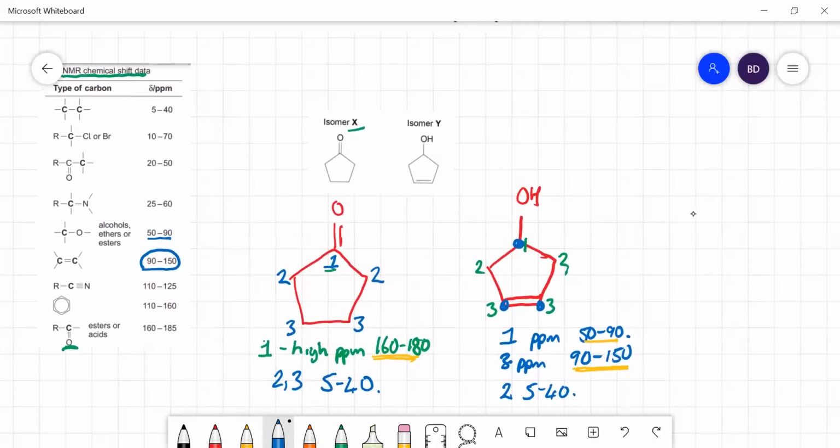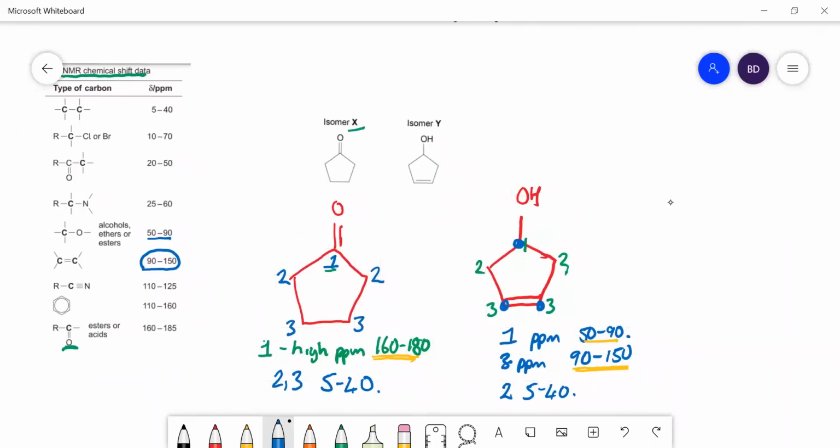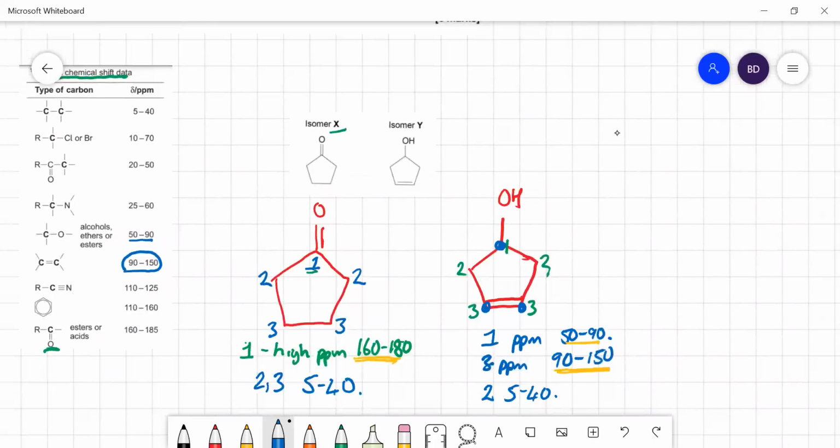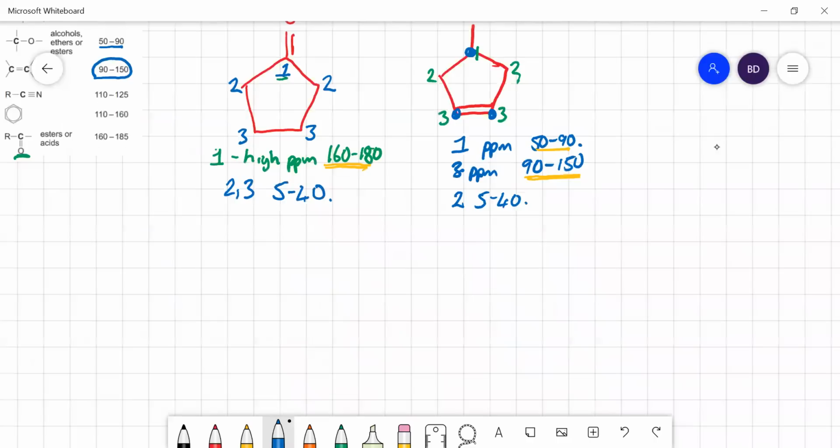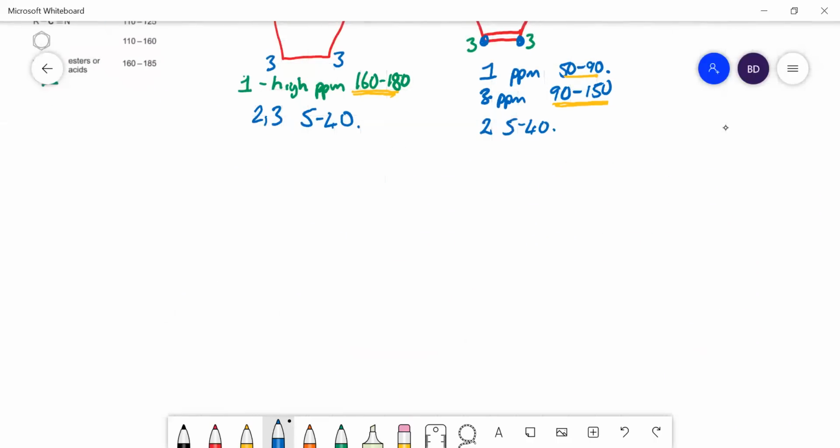Okay, so that's all we need to say about the carbon 13. Now let's talk about the infrared. How can we distinguish them in terms of infrared? I'll draw those molecules again.